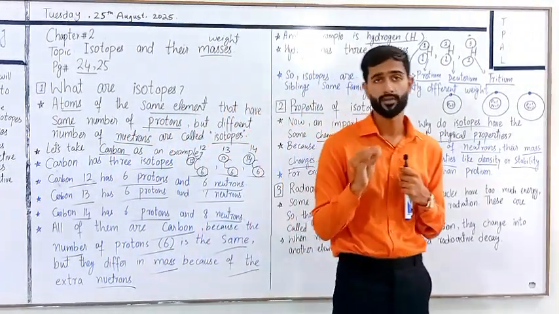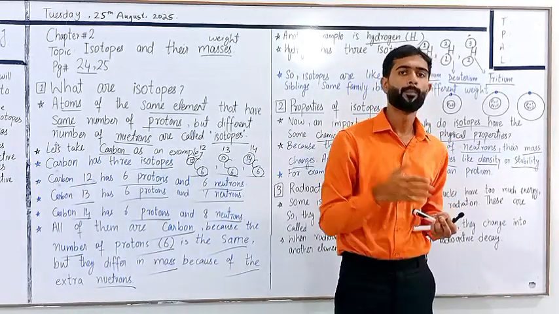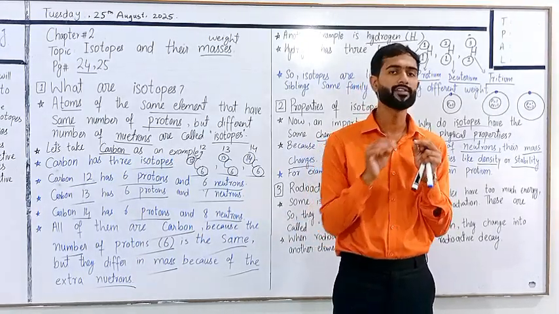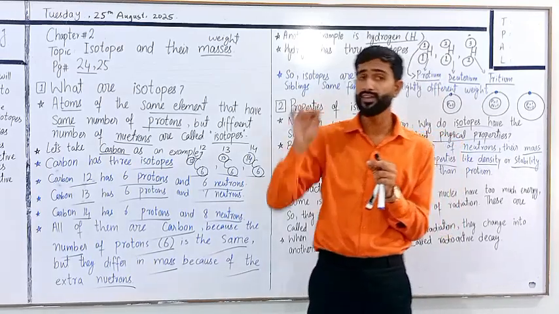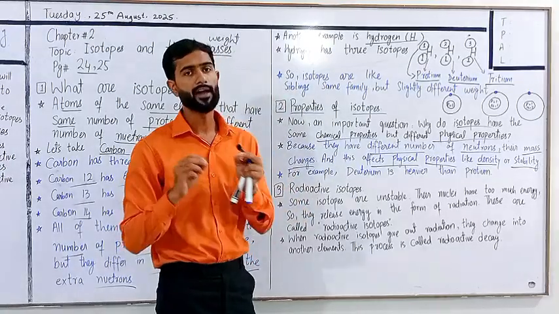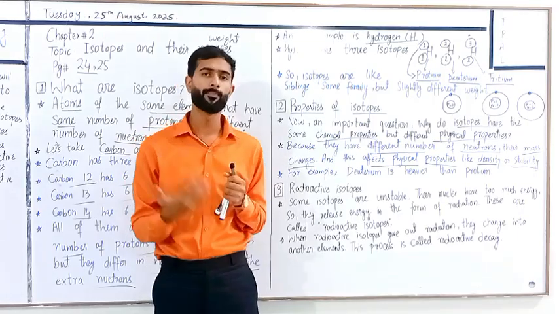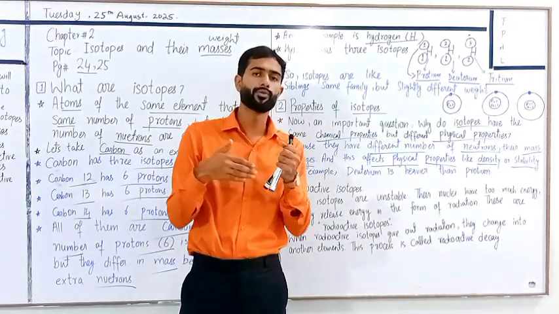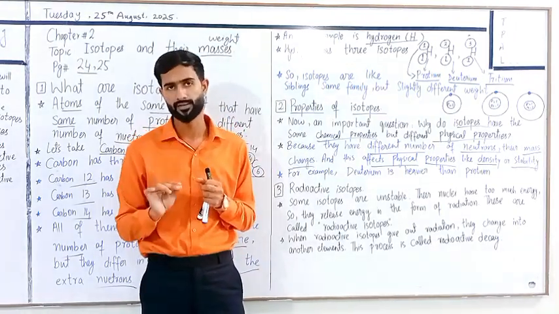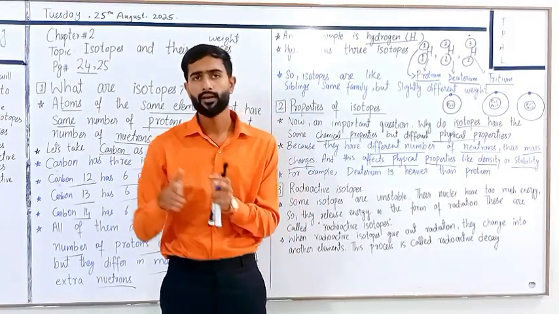Now an important question comes: why are the chemical properties of isotopes the same but the physical properties of isotopes different? The answer is that isotopes have a different number of neutrons. Due to the different number of neutrons, their mass will change, and this affects the physical properties, like density, color, stability.